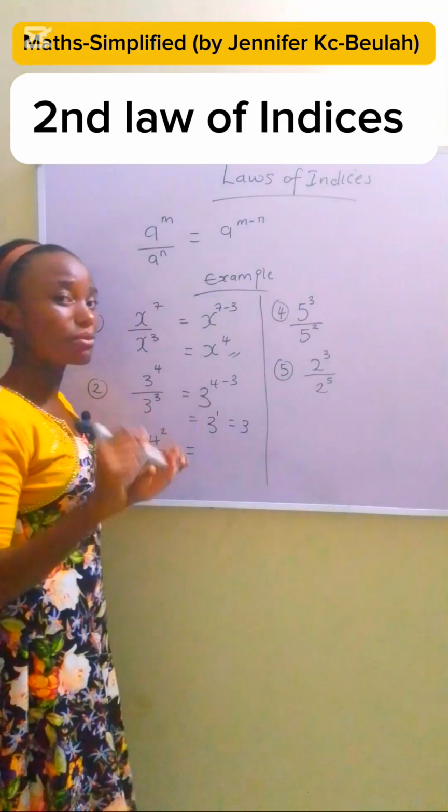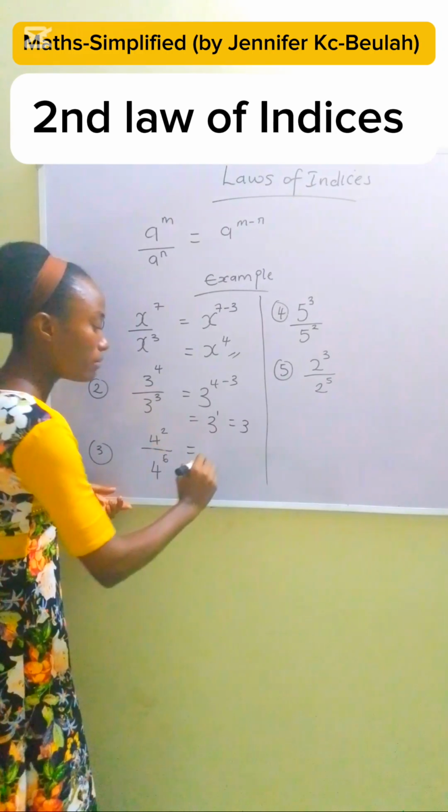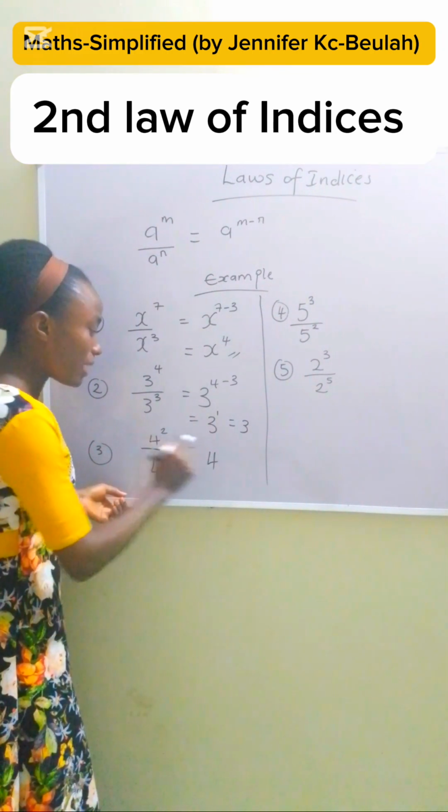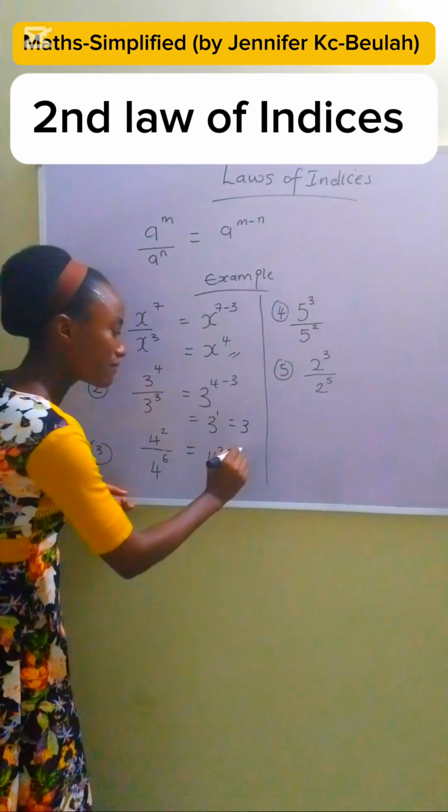Now, watch this last one very well. Then we have here, just pick one base, which is 4. I hope you're following. Now, we have 2 minus 6.